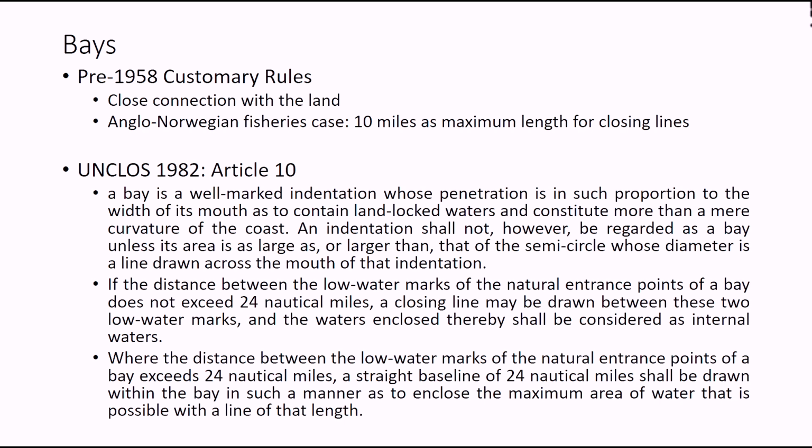Now, let us understand through the United Nations Convention on the Law of the Sea 1982, wherein under Article 10 it says that a bay is a well marked indentation whose penetration is in such proportion to the width of its mouth as to contain landlocked waters and constitute more than a mere curvature of the coast. An indentation shall not, however, be regarded as a bay unless its area is as large as or larger than that of the semicircle whose diameter is a line drawn across the mouth of that indentation.